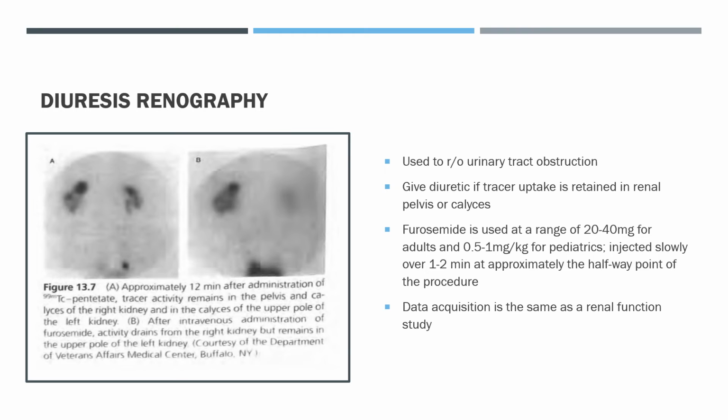And you're going to want to inject this slowly because it's going to make the patient feel like they have to use the restroom. Hopefully the patient can hold it in for the study, but if not, usually they have to come off the camera and then post-void images would be taken. You would acquire this data the same way as the renal function study we mentioned before.